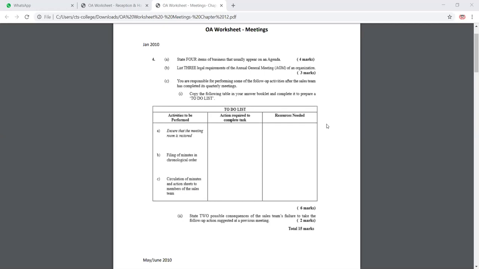Let us move on to C of the question. You are responsible for performing some of the follow-up activities after the sales team has completed its quarterly meeting. It tells you to copy the table into your books and complete the answer. So there are three activities and there are two columns, action required to complete task and resources needed. Are you all seeing that? Yes. Okay.